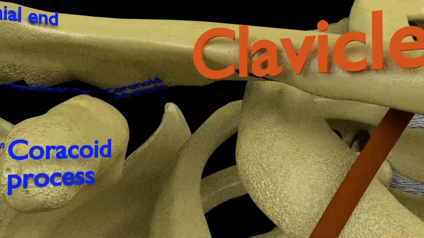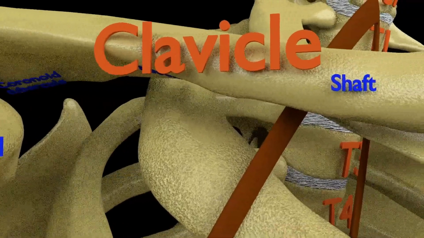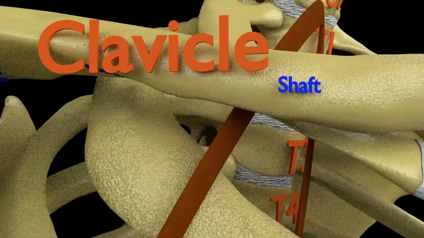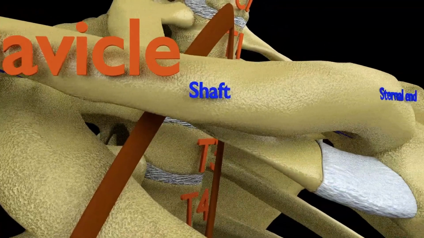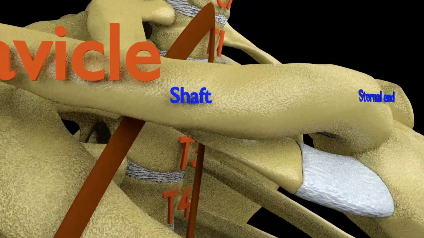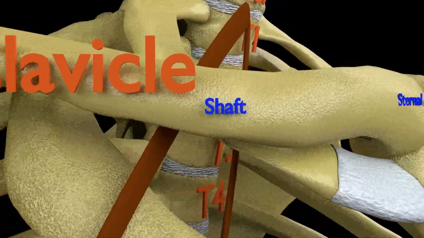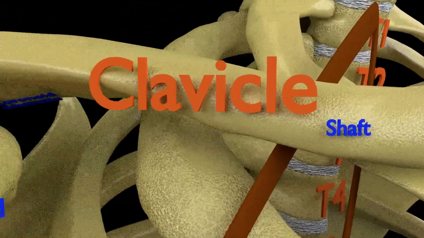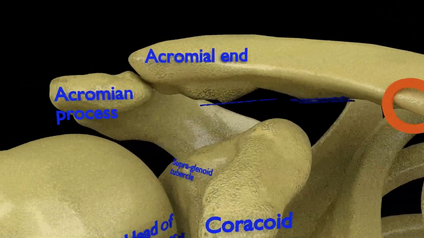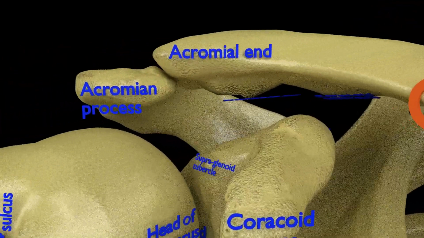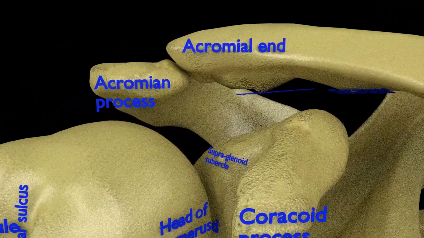The clavicle in this view has three parts medially to laterally, that is, sternal end, shaft, and acromial end. The clavicle on its lateral side attaches to the acromion process by acromioclavicular joint and to the coracoid process by the coracoclavicular joint.